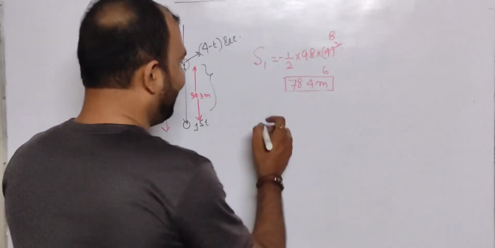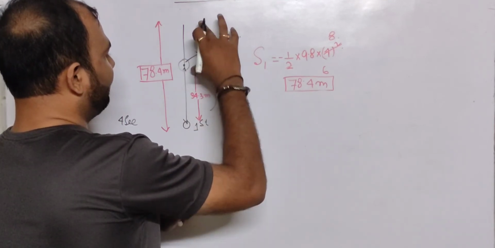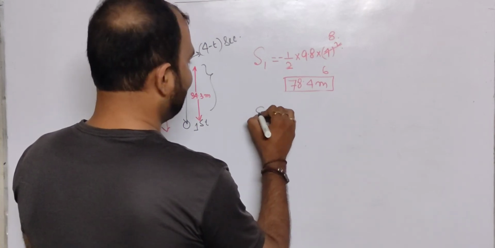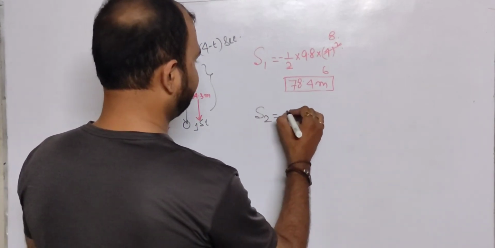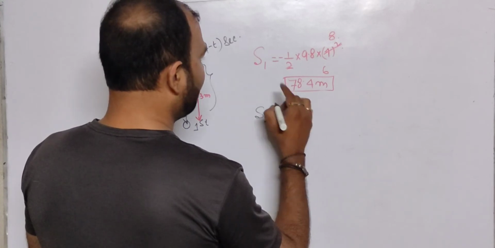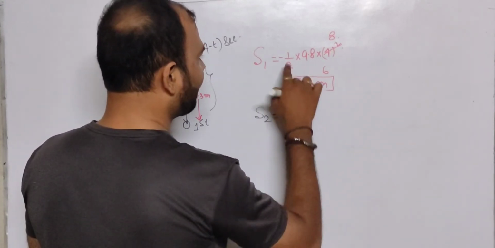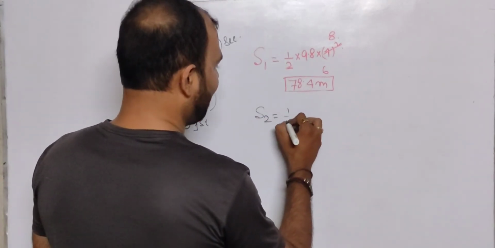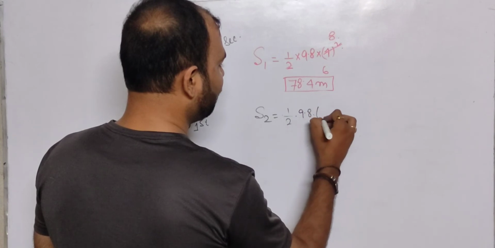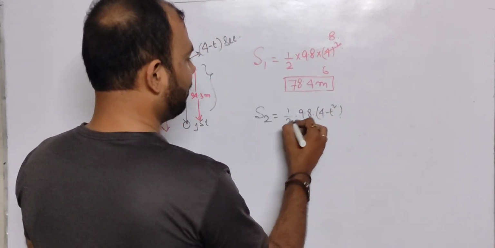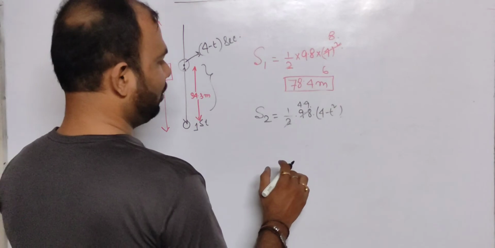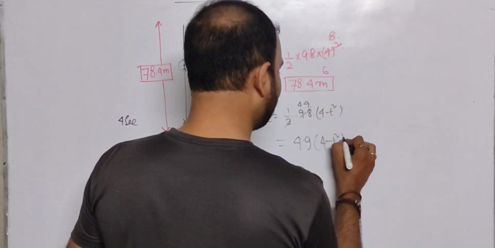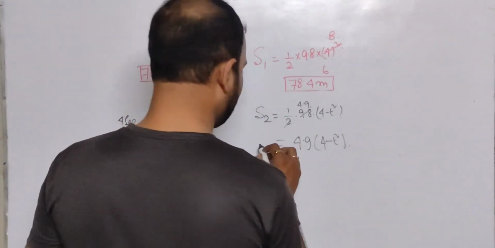So the distance covered by drop 2 equals initial velocity 0, displacement is downwards, that's why minus minus gets cancelled out. Okay, half into 9.8 into (4 minus t) square. This is 4.9. So 4.9 into (4 minus t) square is S2.